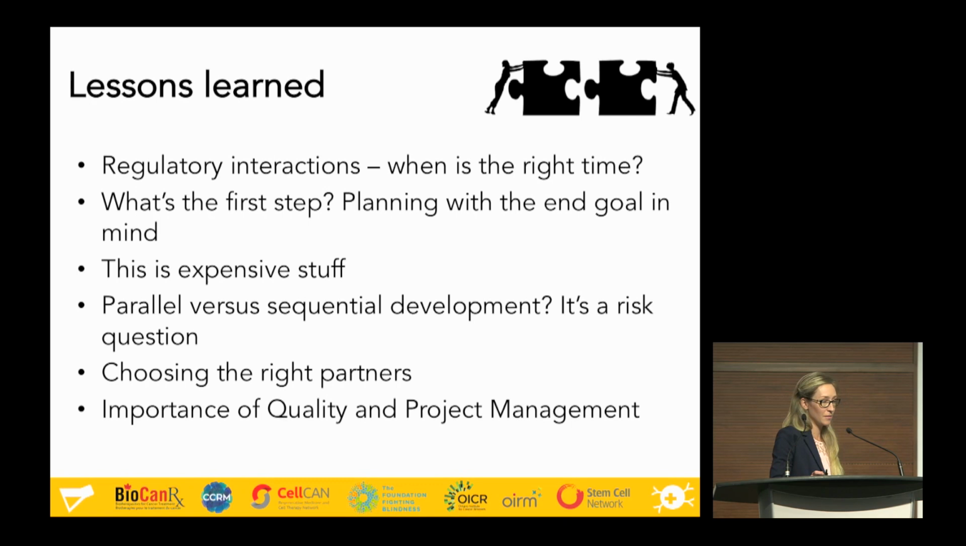Parallel versus sequential development, so meaning should you immediately launch into both process development, assay development, all in parallel? I mean, time is money in a sense, but there's always a risk that your product might not work, or you might not find stakeholders to take it to the next level. So that's a tough one, and it comes down to risk, the time and money risk. Choosing the right partners, I think I alluded to this a little bit. And the last point, which I really do want to emphasize, is the importance of quality and project management.